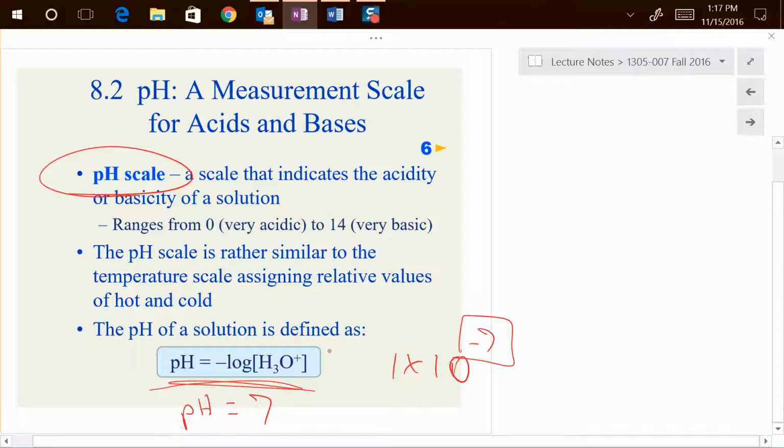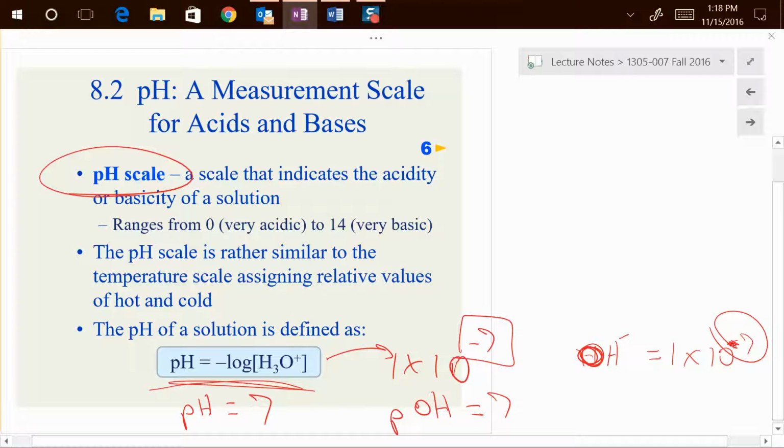Because if H plus is 1 times 10 to the negative 7, then OH minus is also equal to 1 times 10 to the negative 7. So if the pH is 7, the negative log of the H plus ion concentration is 7, then the pOH is also equal to 7. The negative log of the OH minus ion concentration, negative 7. The negative of a negative 7 is 7. So my pOH is 7.